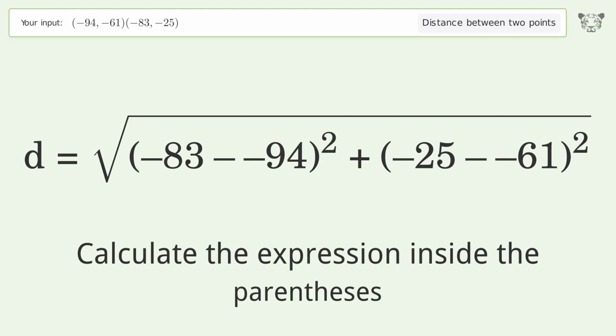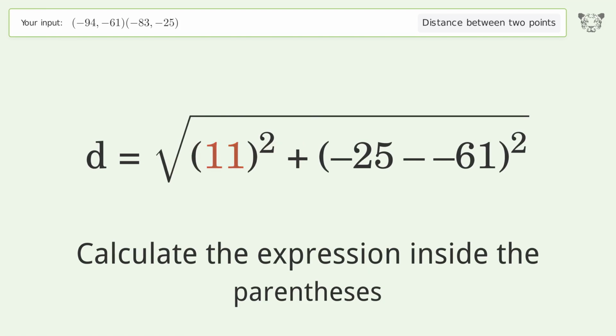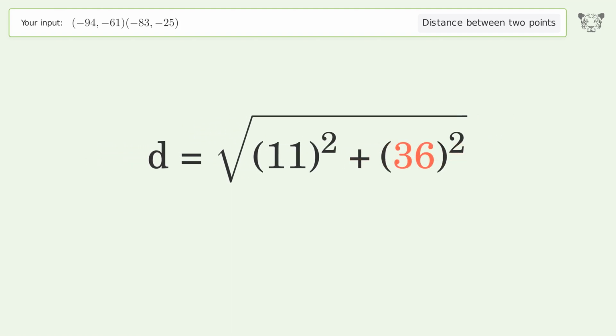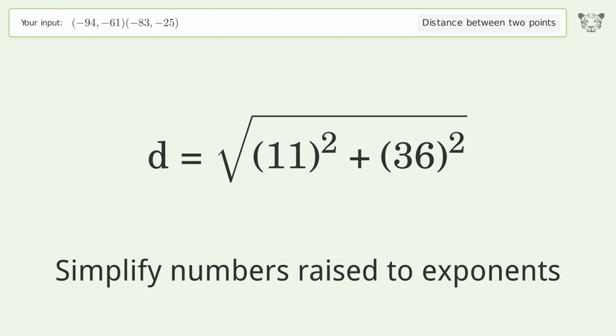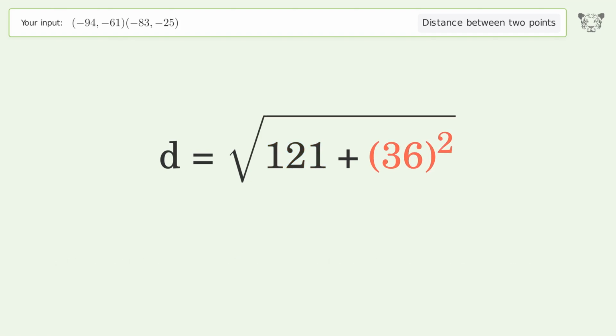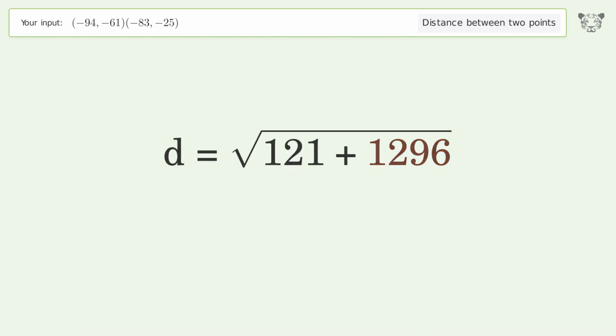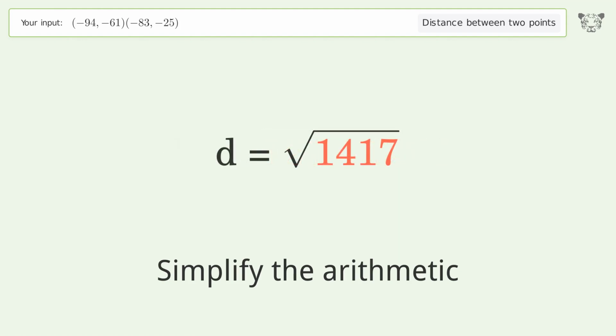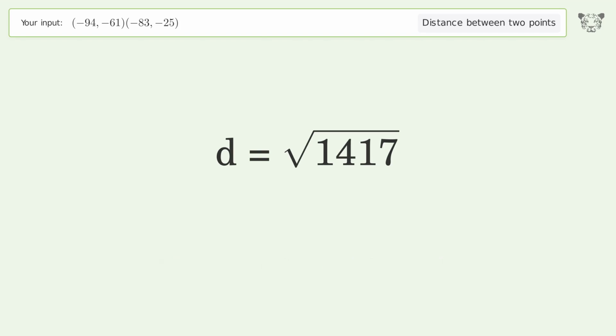Calculate the expression inside the parentheses. Simplify numbers raised to exponents. Simplify the arithmetic. And so the distance between the 2 points is the square root of 1,417, or 37.643.